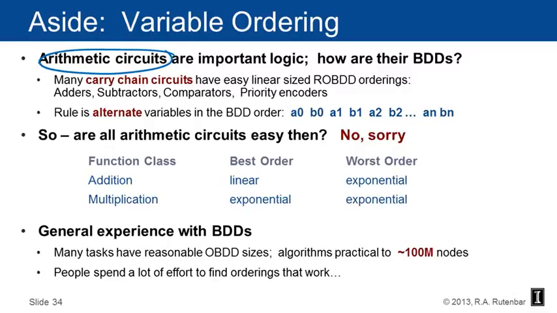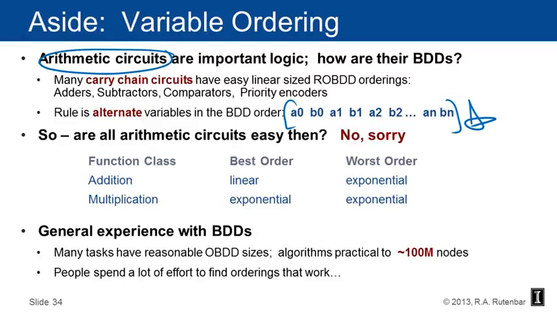And the rule is that you always alternate the variables in BDD order for carry chain circuits. So if you're going to remember anything about ordering, remember this, right? A0, B0, A1, B1, A2, B2. There's usually an obvious order for whatever the low order bit is. Whatever the one you can compute with the least work, that goes first in the order. And always, always, always alternate, never, never, never do all the A's and then all the B's.